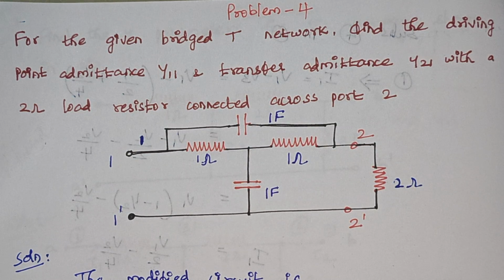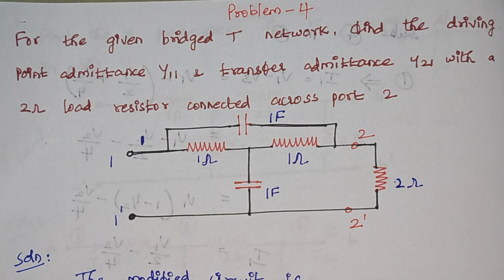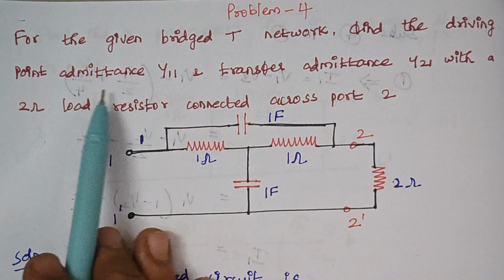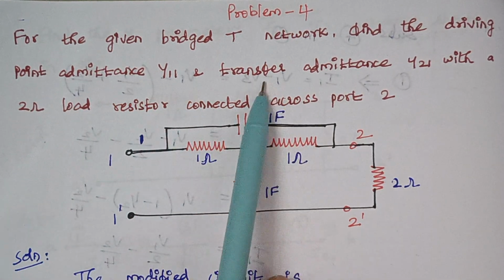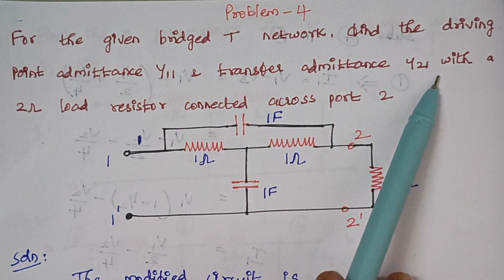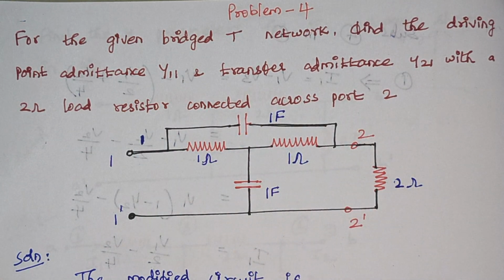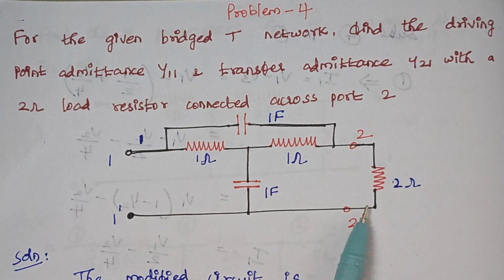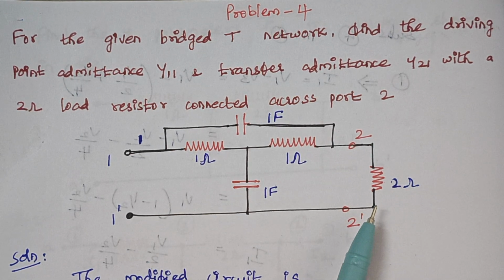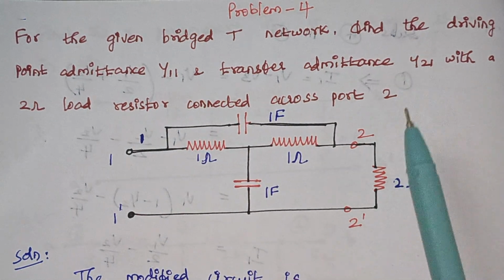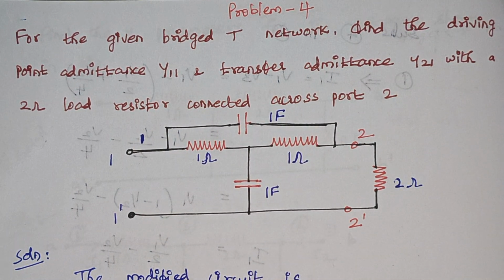Hello viewers, I'm Kausalya. Today we are going to solve problem 4, and the problem is: for the given bridged T network, find the driving point admittance Y11 and transfer admittance Y21 with a 2 ohm load resistor connected across port 2. So here is the given diagram, and we are expected to find the values of Y11 and Y21. Now we are going to use the mesh method.